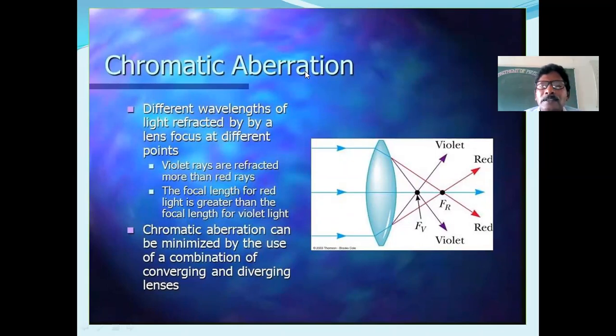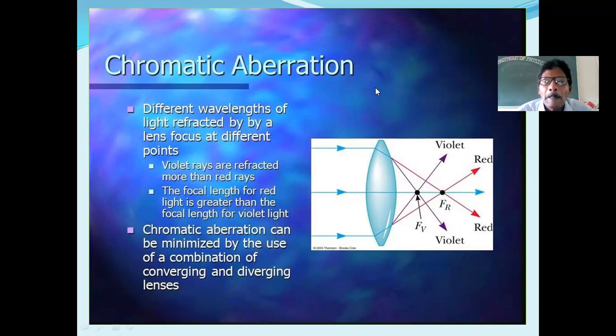Since the images are elongated along the principal axis, they are extended linearly along the principal axis. This type of aberration is called linear or longitudinal chromatic aberration. The measure of this aberration is the distance between the images FV and FR. This is the case when the object is at infinity.